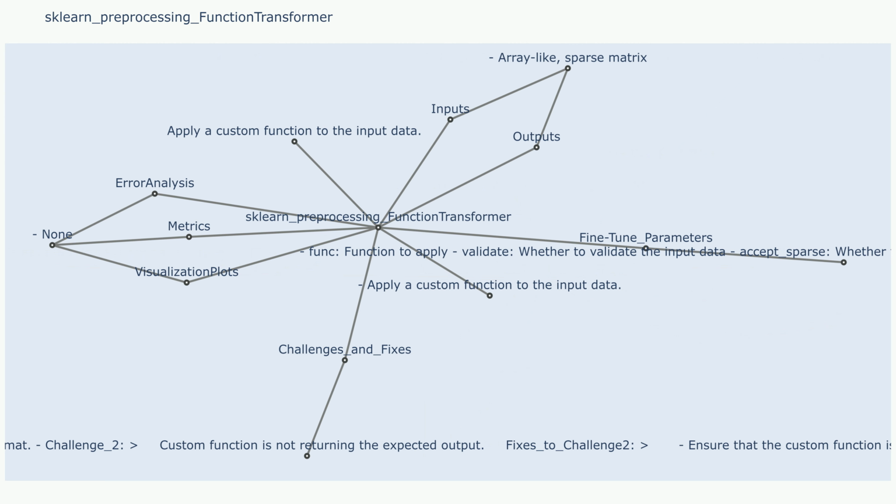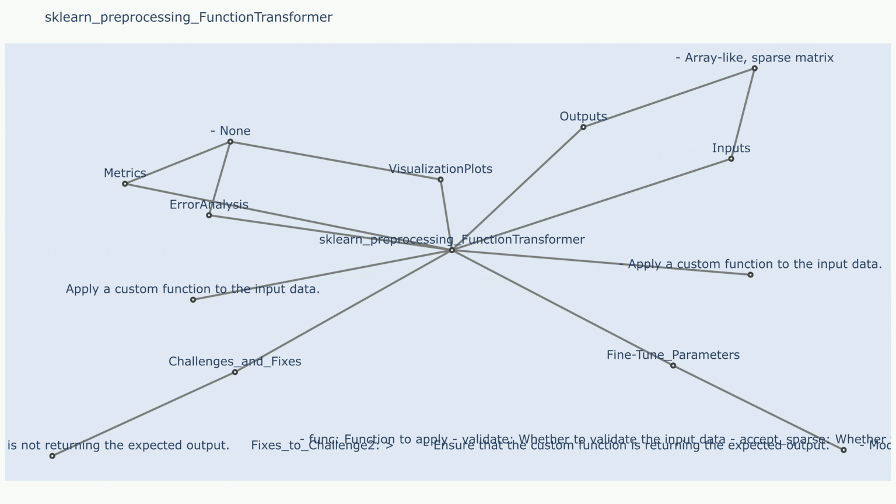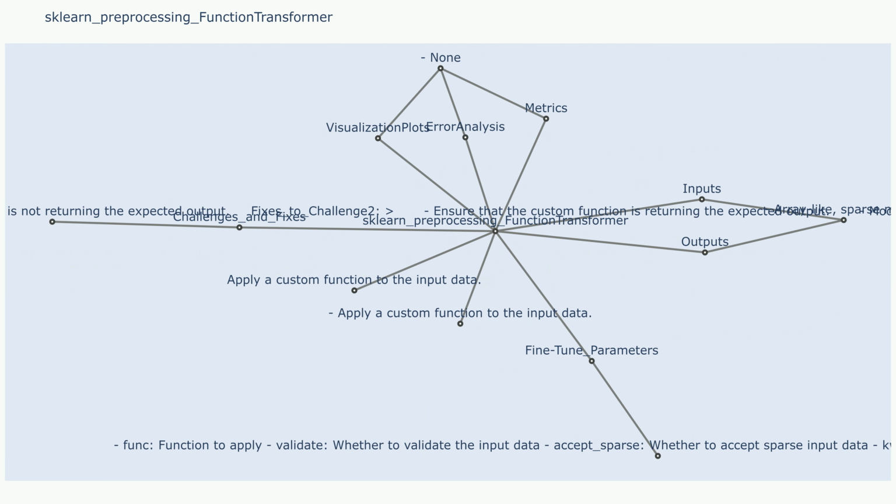Inputs: X, a NumPy array or pandas DataFrame representing your input data. This is the data that you want to transform using the function you define. Function: a callable function, lambda expression, or any other object that can be called that takes a single argument, the input data X, and returns the transformed data.